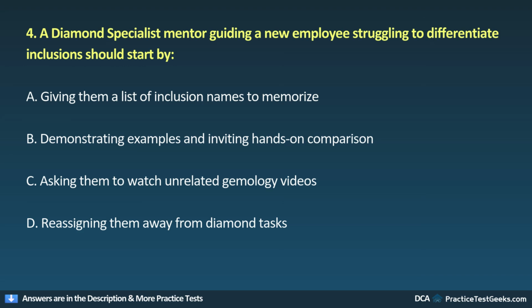4. A Diamond specialist mentor guiding a new employee struggling to differentiate inclusions should start by A. Giving them a list of inclusion names to memorize. B. Demonstrating examples and inviting hands-on comparison. C. Asking them to watch unrelated gemology videos. D. Reassigning them away from Diamond tasks.